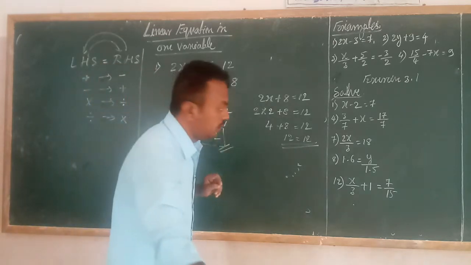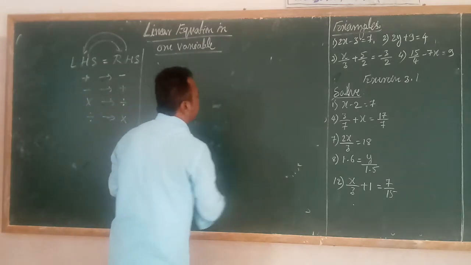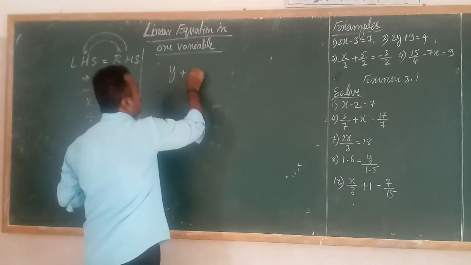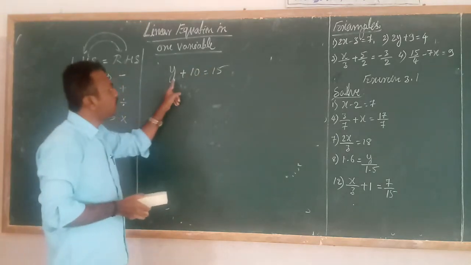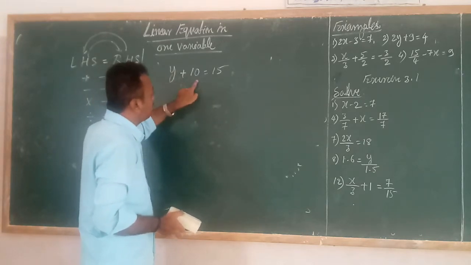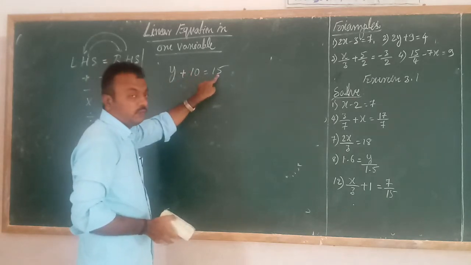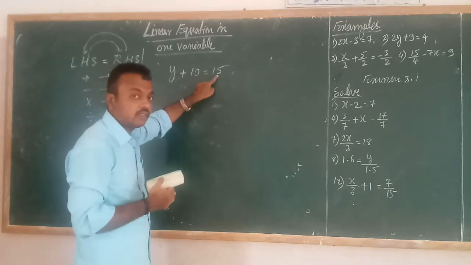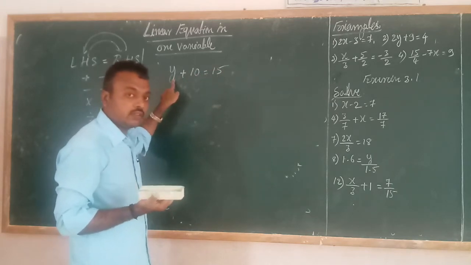Correct? So like that. So I will take another example. y plus 10 is equal to 15. Very simple equation. y plus 10 is equal to 15. See students, what number should you add to 10 to get 15? In our common sense, if you add 5 to 10, you get 15. Therefore the value of y is 5. It is our common sense.